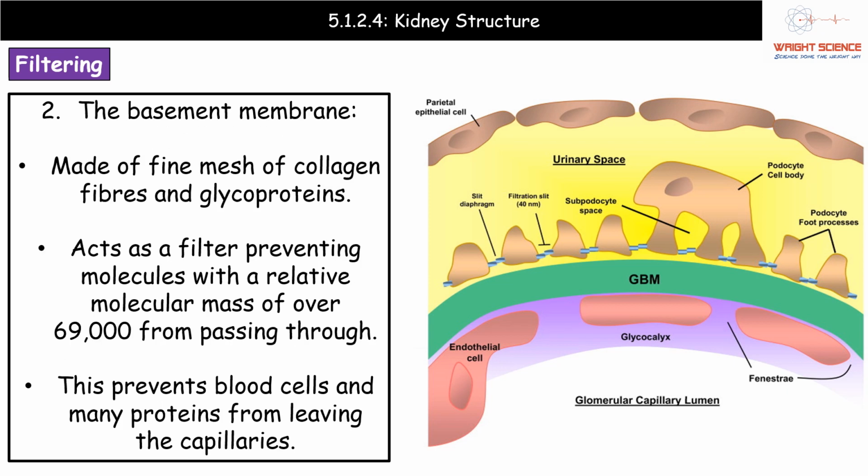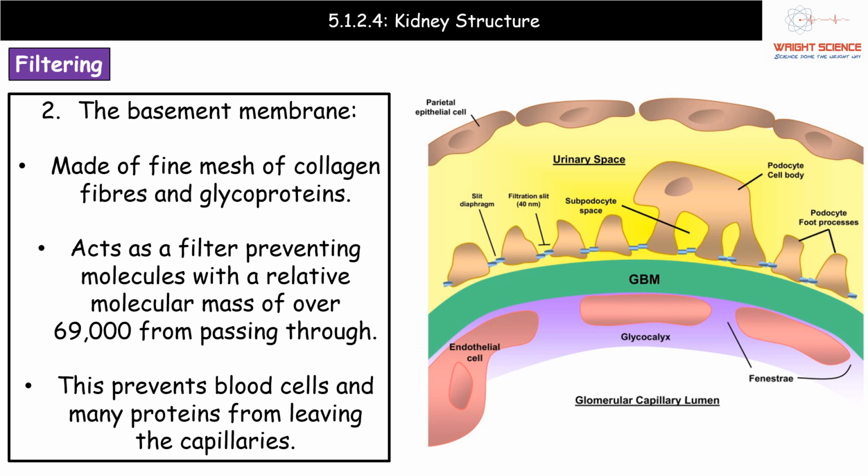Once they get through the little fenestration, they then hit that basement membrane. And the basement membrane itself is made up of collagen and glycoproteins. So notice we've got a little link here back to our biomolecules work in module 2, where we look at the structure of collagen, etc., and the glycoproteins. And those two substances together basically form a mesh, kind of like a net.